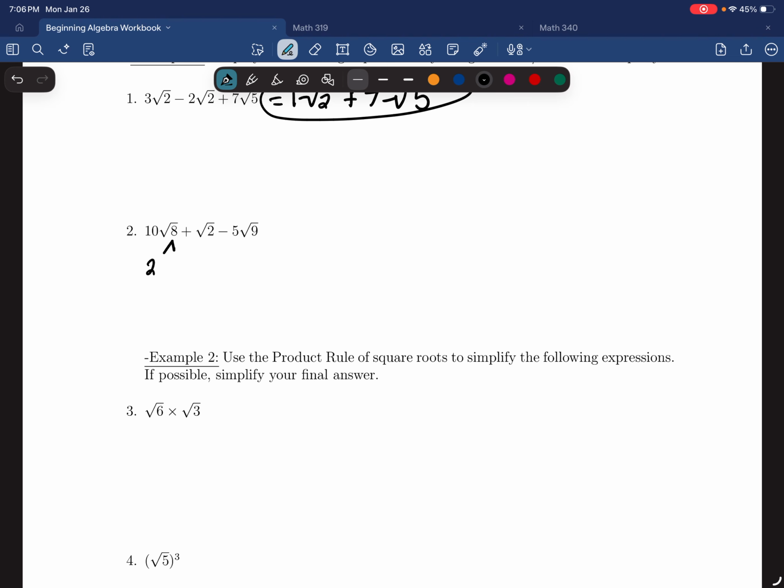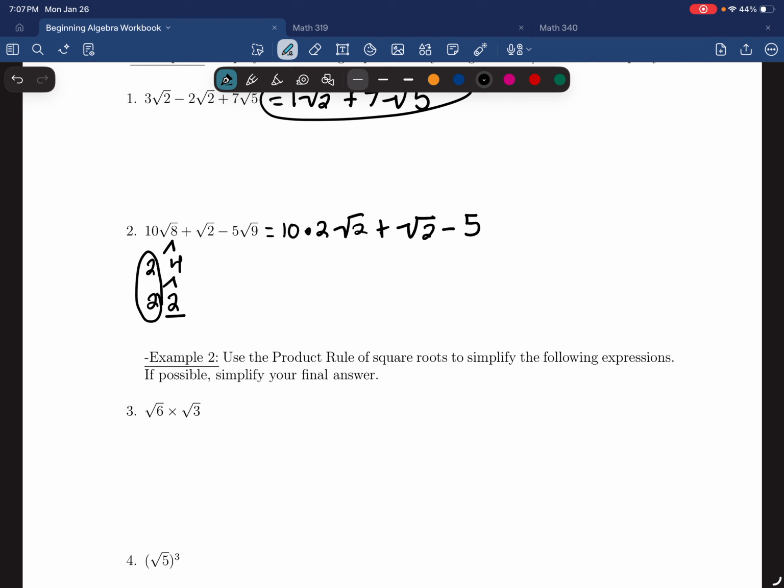So 8 divided by 2 is 4. And then 4 divided by 2 is 2. We have a group of 2 here. So this first term becomes 10 times 2. And then we're going to carry along what's on the bottom, root 2. And then we're going to add root 2. We're going to carry along the second term here. And then we're going to subtract 5 times the square root of 9.